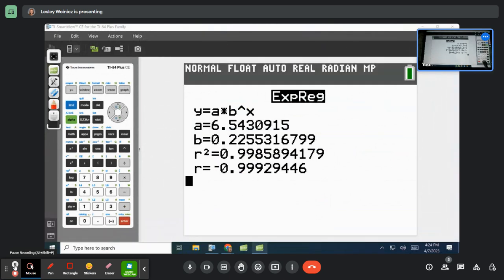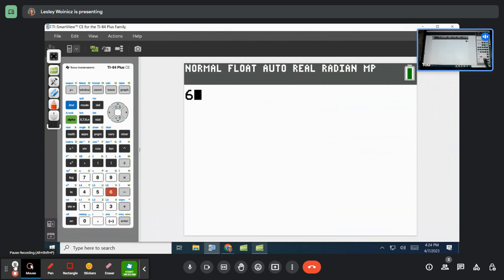So, I'm having a brain fart. 6.543 times 0.226 power caret 24.